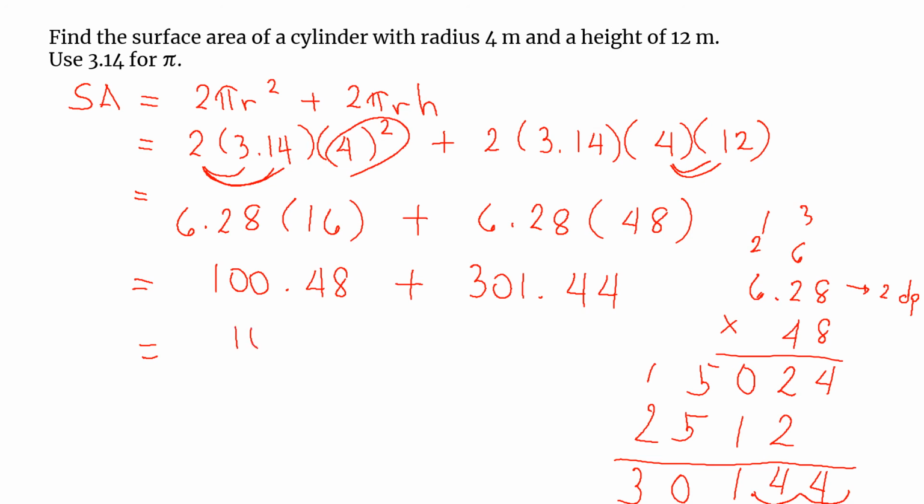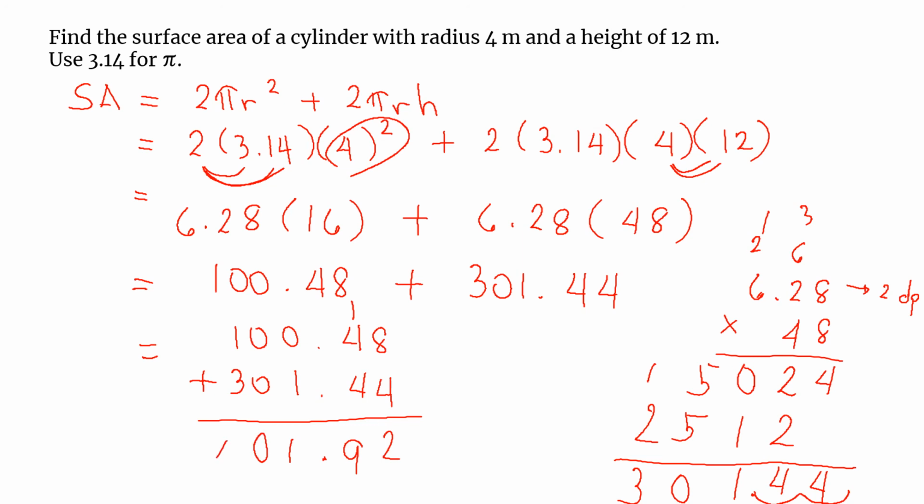So, i-plus natin 100.48 plus 301.44. So, i-plus natin. 8 plus 4 is 12. Carry 1 plus 4 is 5 plus 4, that is 9. Then, copy the decimal point. 0 plus 1 is 1. 0 plus 0 is 0. And 1 plus 3 is 4. So, the answer is 401.92.